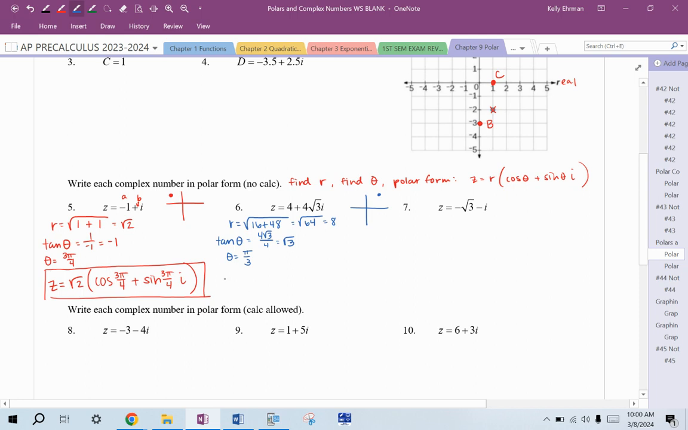All right, and now I have enough to write the complex number. So Z is equal to R, which is 8, times the cosine of pi over 3 plus the sine of pi over 3 times I.